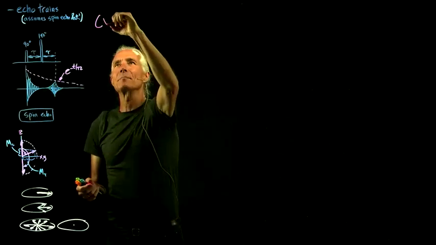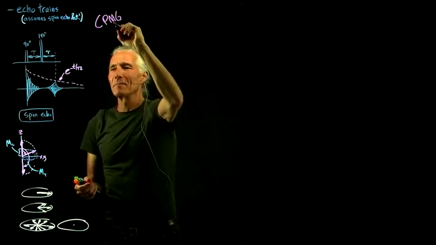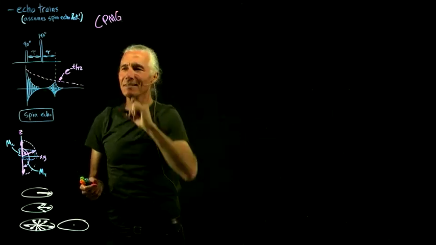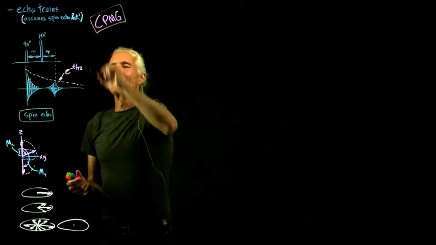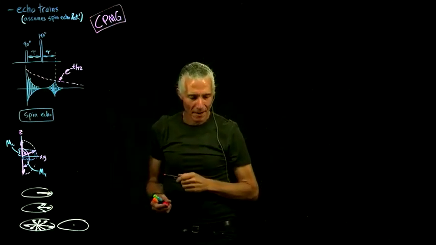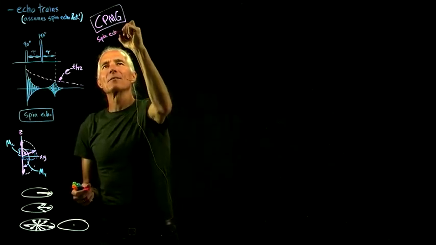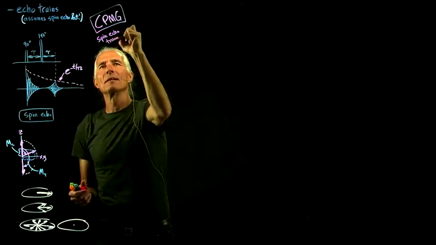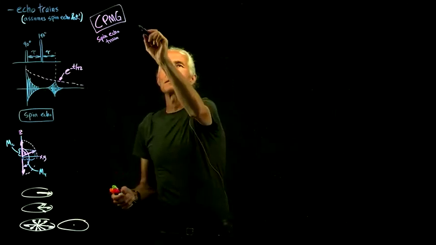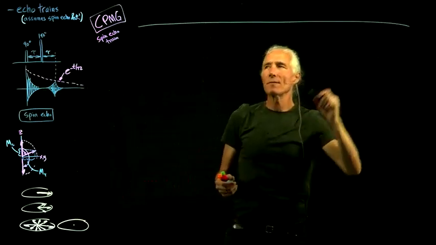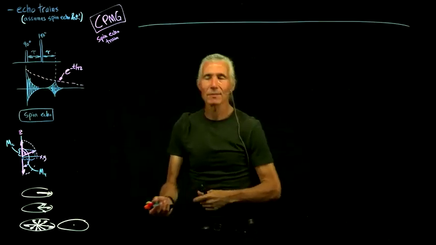This one's called CPMG. There's like 4 guys: Carr, Purcell, Meiboom, and Gill. I don't know who G is; he was the last name. So this is an echo train, a spin echo train. What we do here is a series of RF pulses, and in this case we're going to do 180s, special case 180s.